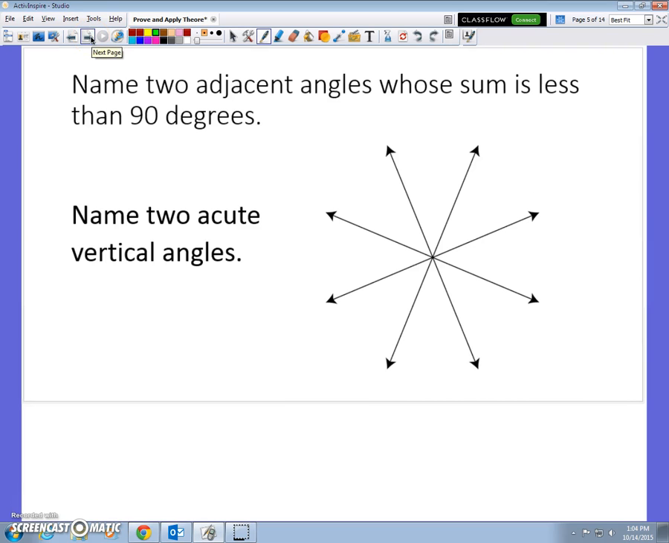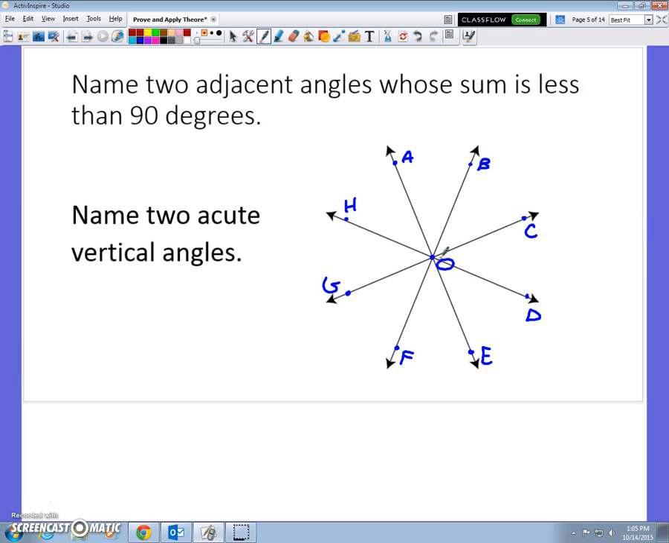It says name two adjacent angles whose sum is less than 90 degrees. So what I'm going to do first is label my diagram. I'm going to call them A, B, C, D, E, F, G, H. Okay, and we'll call this one right in the middle O, just so we have a reference for our angles.